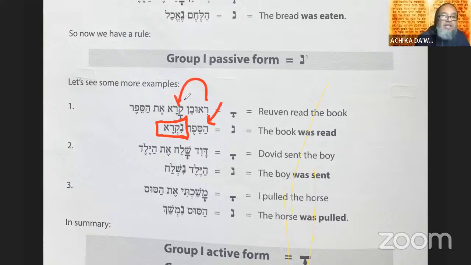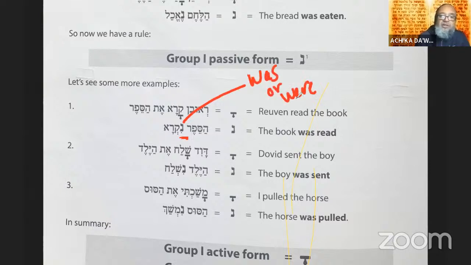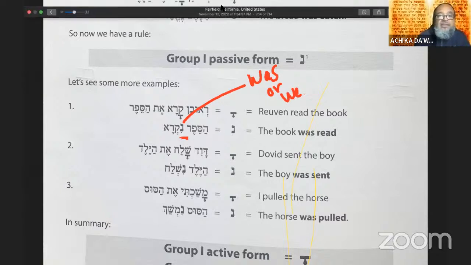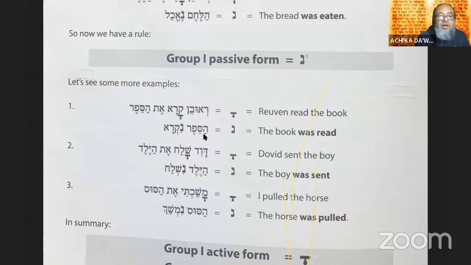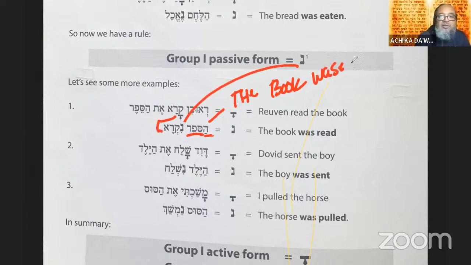So Reuven, he read the book. Reverse it. The book was. So when you look at this noon, right here, it means was or were, depending on what the noun is behind it, or in front of it, excuse me. So when you're looking at this, you would go, oh, that's the hey, or the, and Sefer, which is the book, and then was, and then here kara, read. That's how you do it.